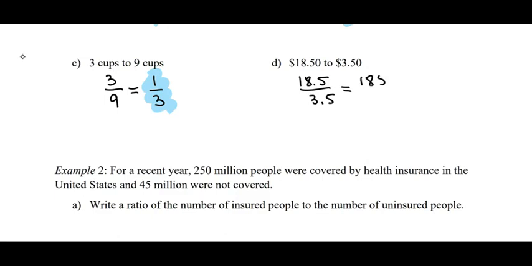So we would have 185 over 35, because before we can reduce, let's get rid of the decimals. If I multiply top and bottom by 10, now it's easier for me to reduce this fraction. So I know that 5 goes into 185 and 35. It goes 7 times into 35, and 5 goes into 185, 37 times. All right, so for 18.5 to 3.5, the ratio is 37 to 7.